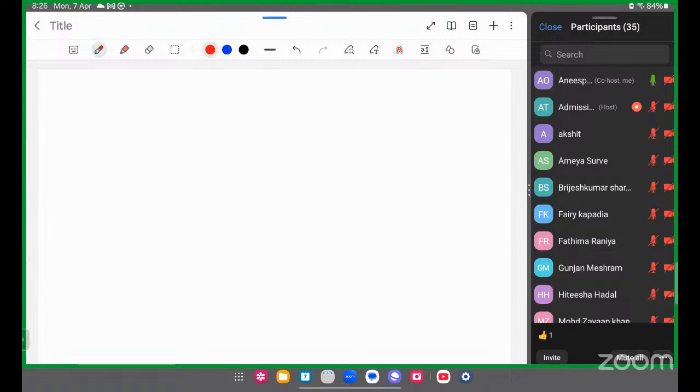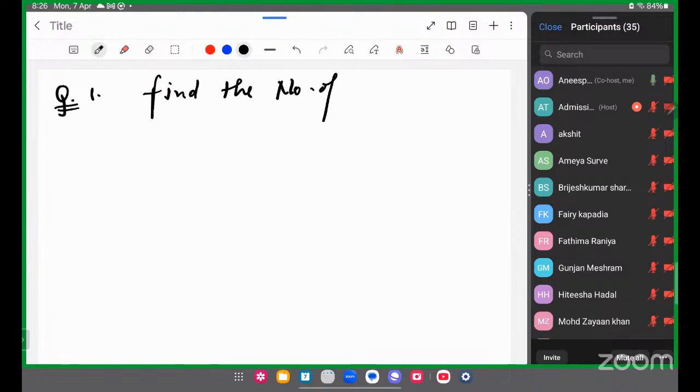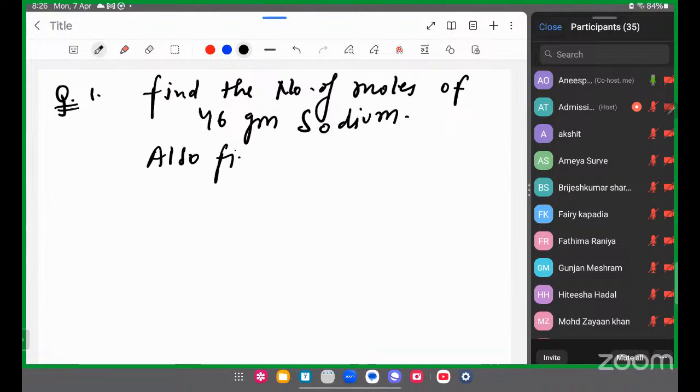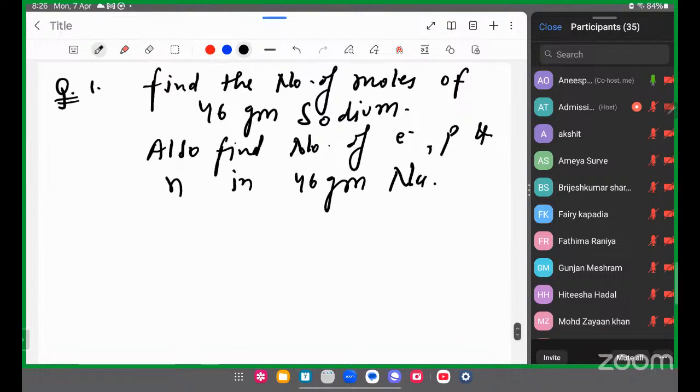Okay. So now we can do some simple questions. Let's say question number 1 is, find the number of moles of 46 gram sodium. Also find the number of electrons, protons and neutrons in 46 gram sodium. How will you solve it?